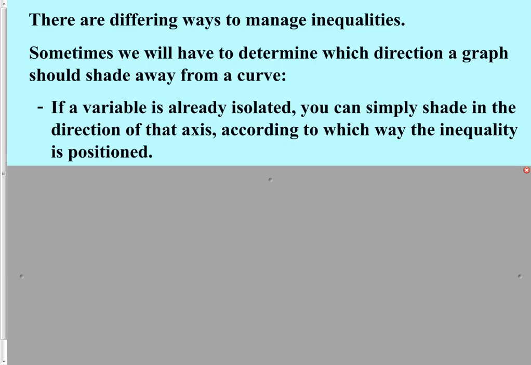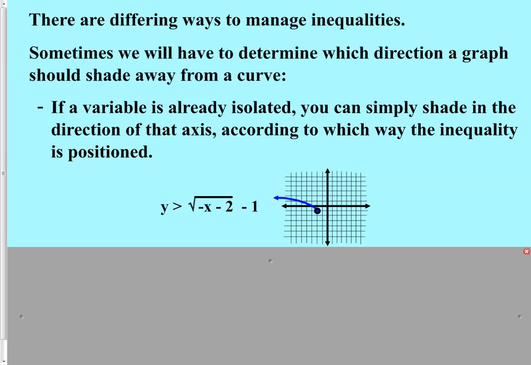Some of the equations we have been seeing are already in a form where they have a variable isolated. If this is the case, that a variable is already isolated, it is very easy to determine the direction to shade of the inequality. If a variable is already isolated, you can simply shade in the direction of that axis according to which way the inequality is positioned. I've got a couple of examples here that I'm going to do for you.